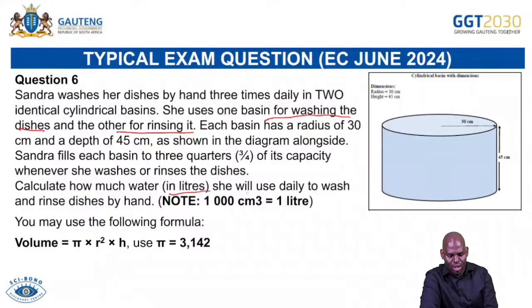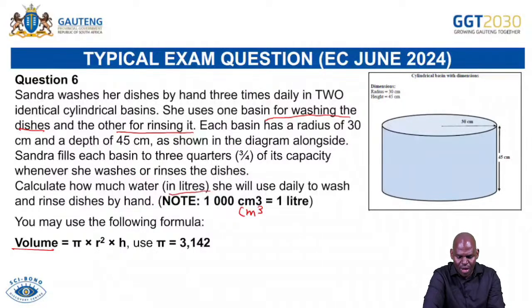Calculate how much water in liters she will use daily to wash and rinse dishes by hand. Note, 1 centimeter cubed equals 1 liter. You may use the formula. So obviously, in order to calculate the amount of water in liters, we are going to use the formula for volume. They say 3 times daily in 2 identical cylindrical basins. So I can calculate the amount for 1 basin.